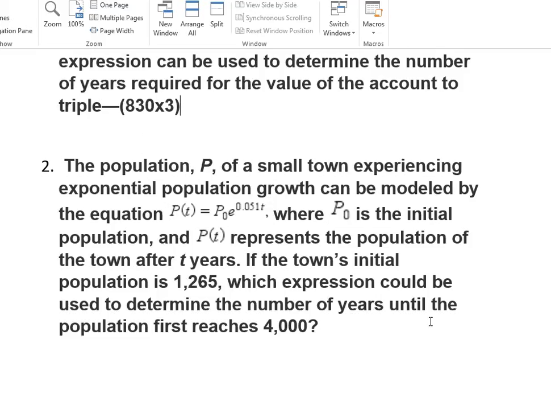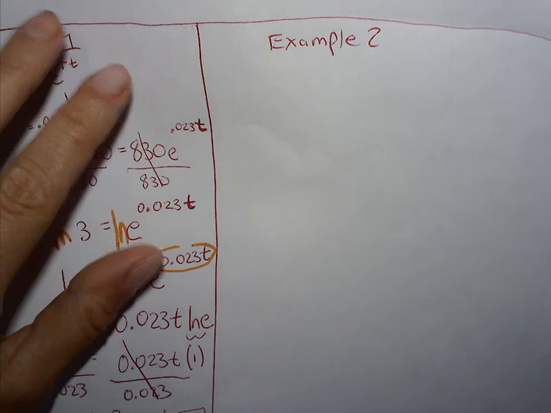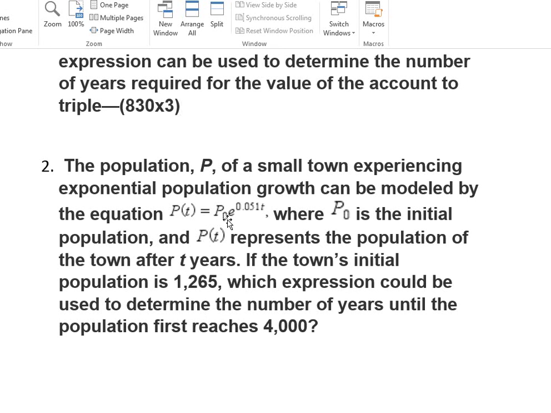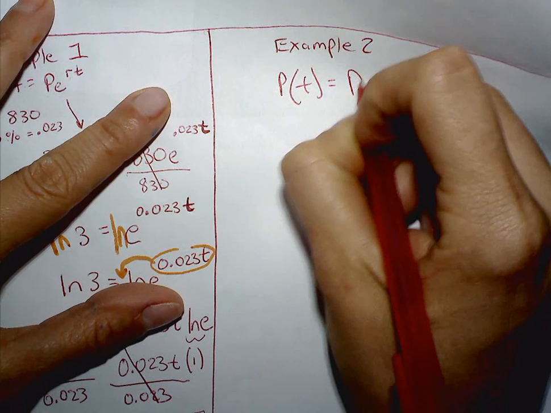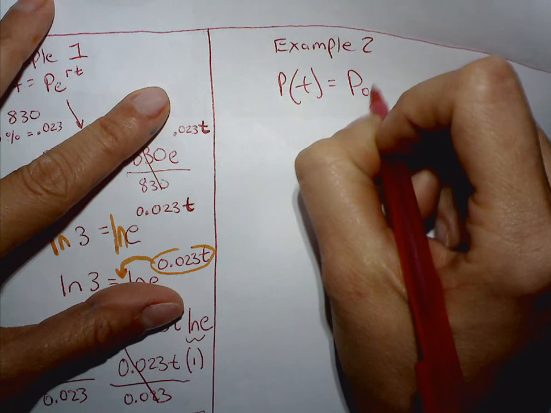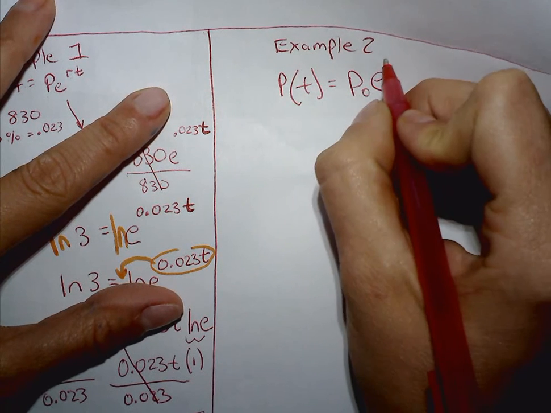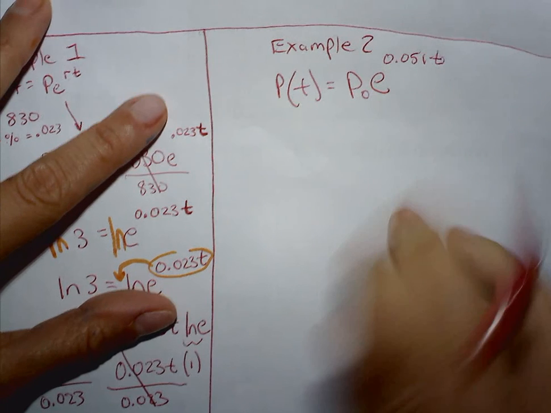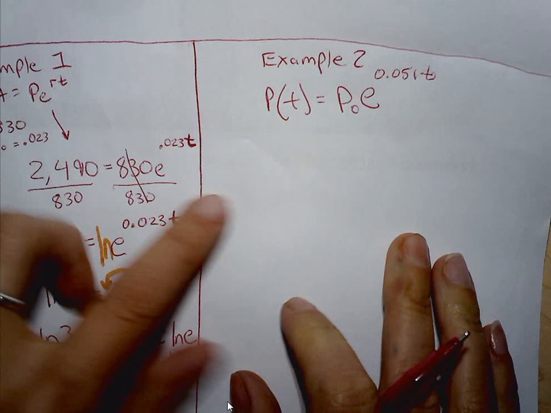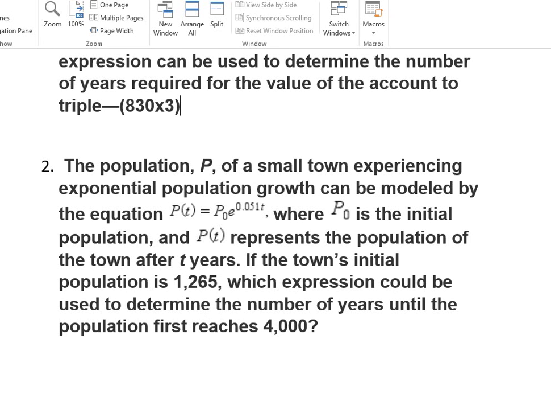Alright, so let's do bullet points on what we have. We have an equation, so let's write that equation down. P of t is equal to P0 e to the 0.051 t. Okay. So now we have our initial population of the town is 1,265 people.